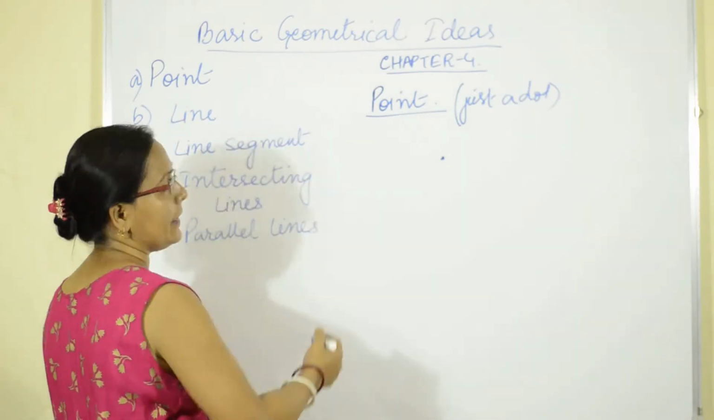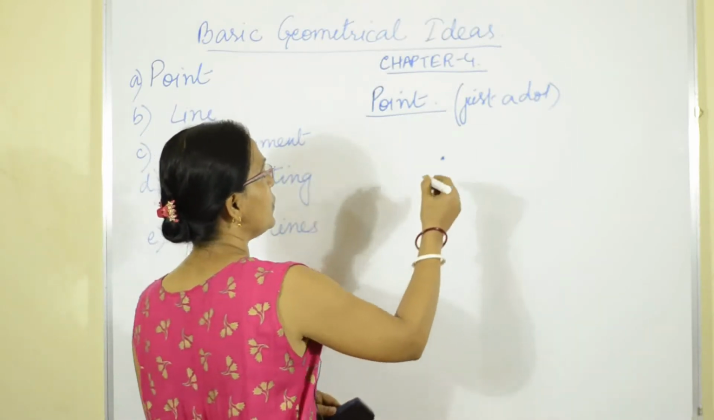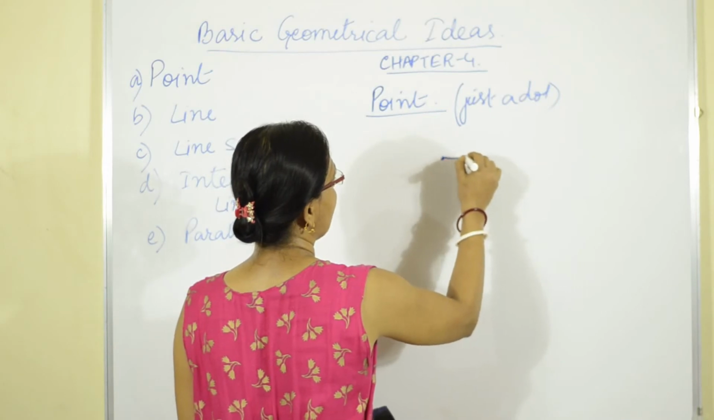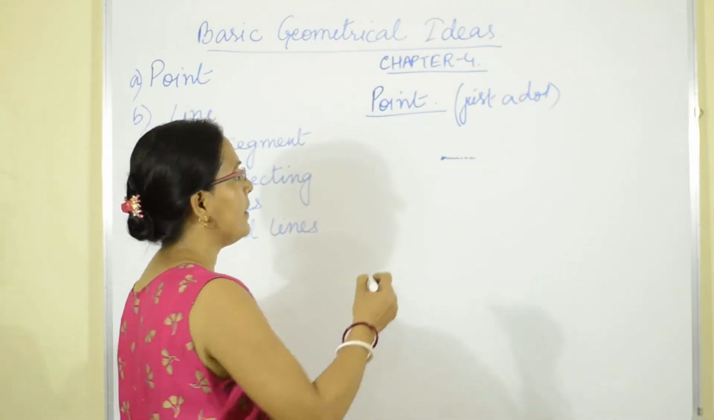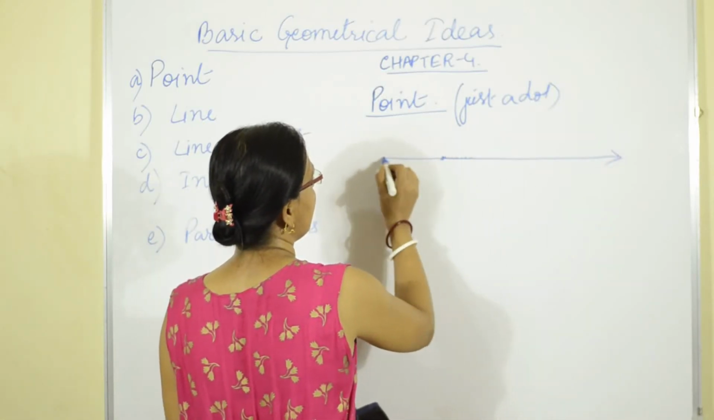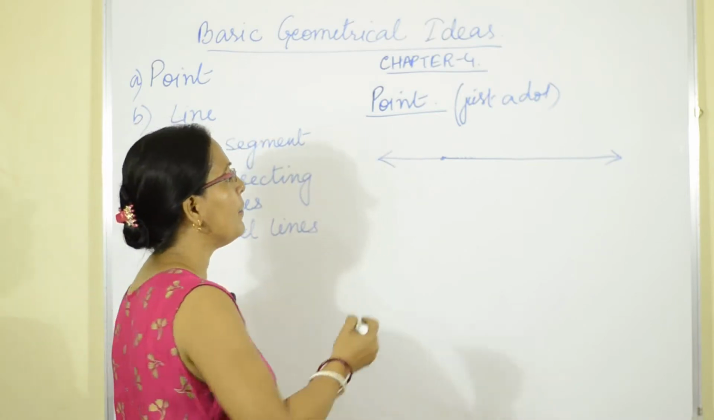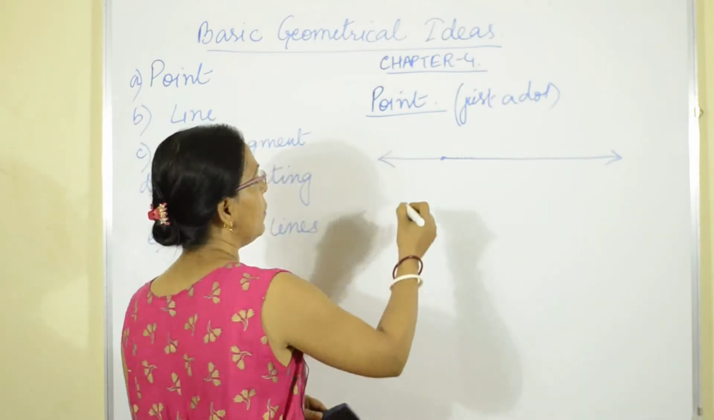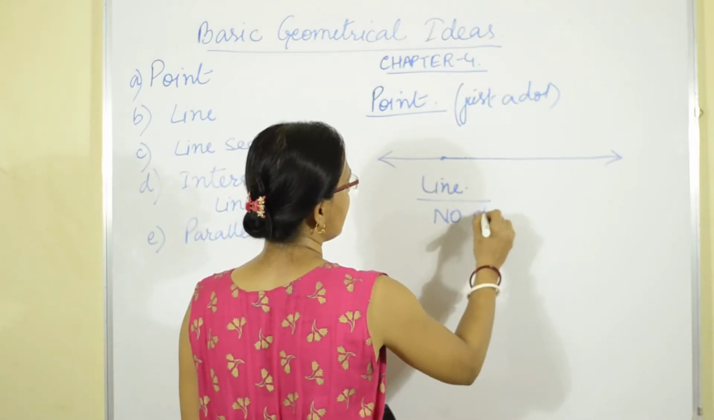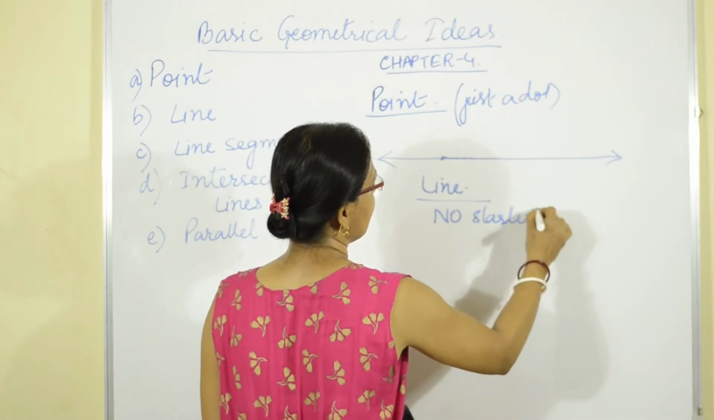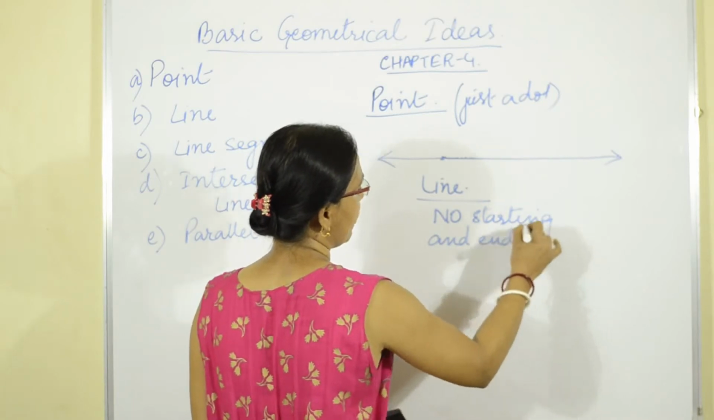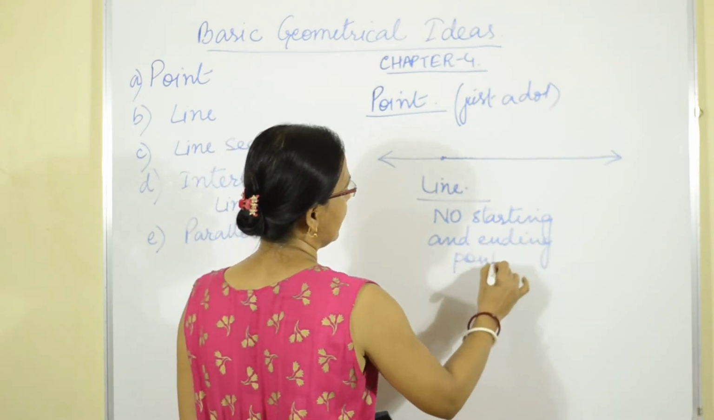Now let us come to line. Now what is a line? Now when we go on joining these points, series of points, when we join them one after another, they form a line. That is how a line is formed. Innumerous dots join together to form a line. Now how do we know this is a line? A line has no starting and ending points. A line has neither a starting point nor an ending point.